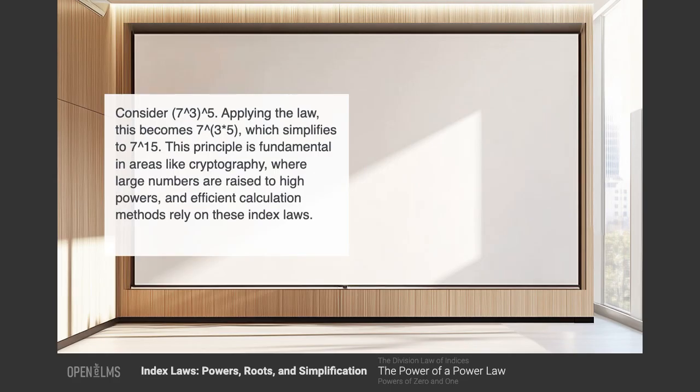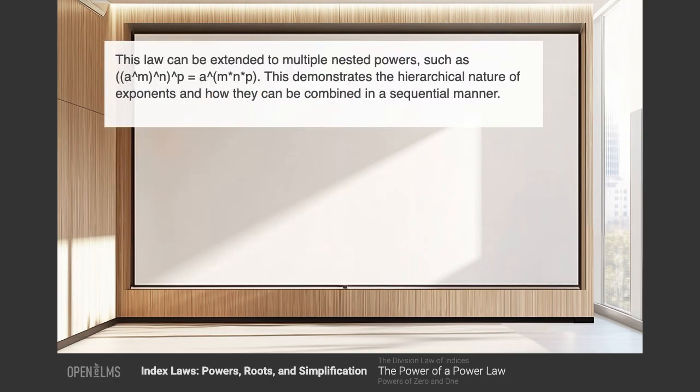Consider (7^3)^5. Applying the law, this becomes 7^(3×5), which simplifies to 7^15. This principle is fundamental in areas like cryptography, where large numbers are raised to high powers, and efficient calculation methods rely on these index laws. This law can be extended to multiple nested powers, such as ((a^m)^n)^p equals a^(mnp). This demonstrates the hierarchical nature of exponents and how they can be combined in a sequential manner.